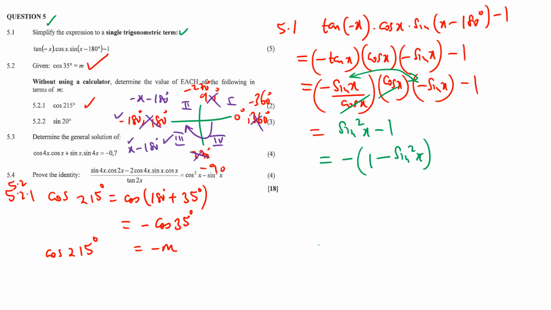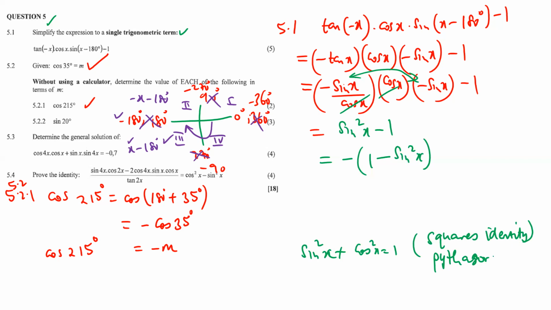A couple of things you need to remember here: sine squared x plus cosine squared x is 1. This is called the squares identity, or you can call it the Pythagorean identity.